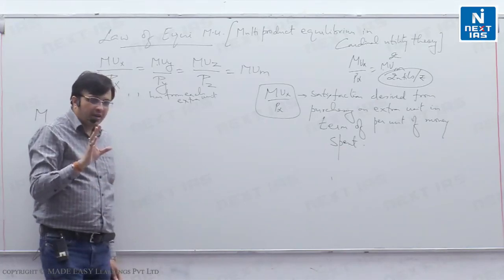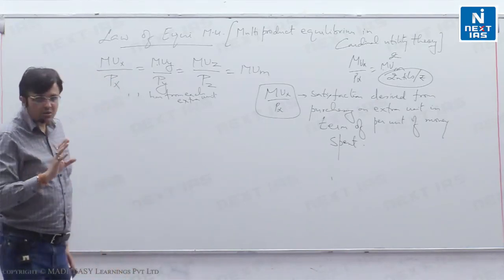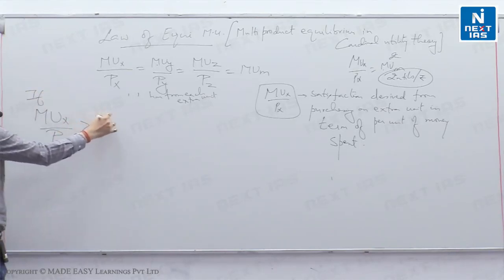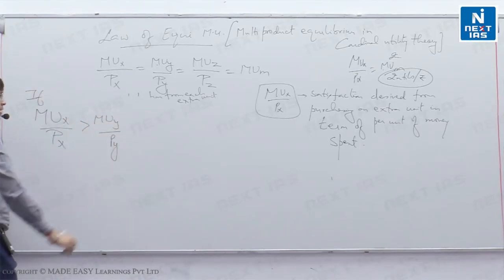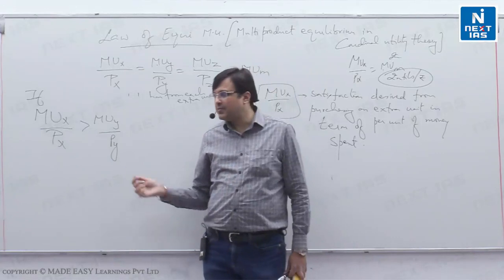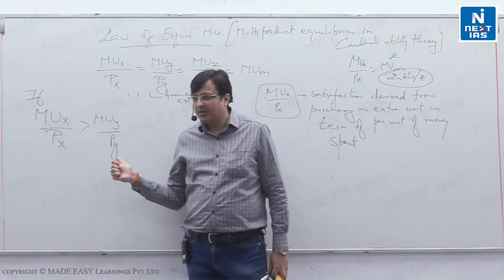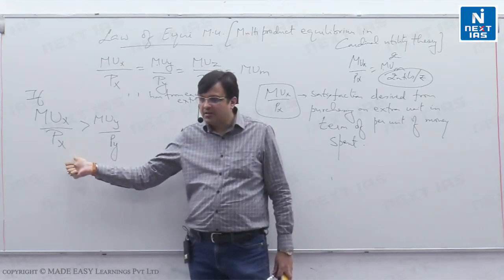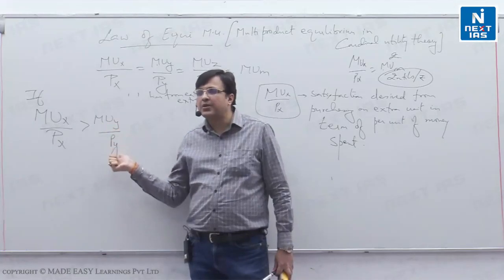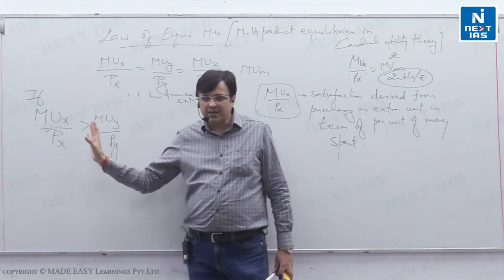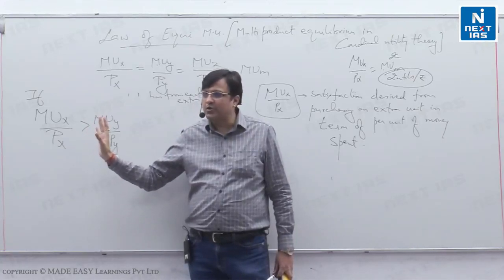All right. Okay. Now coming back to my point, the discussion was like this: if MUX by PX is greater than MUY by PY, that will mean I'm deriving more utility from X per rupee spent on it compared to the utility I get from Y per rupee spent on it. What will be my obvious choice? Buy X, isn't it? My obvious choice will be to buy X.